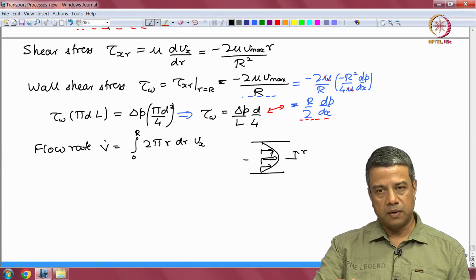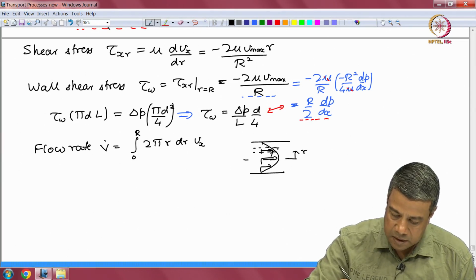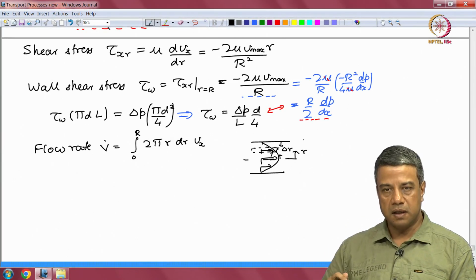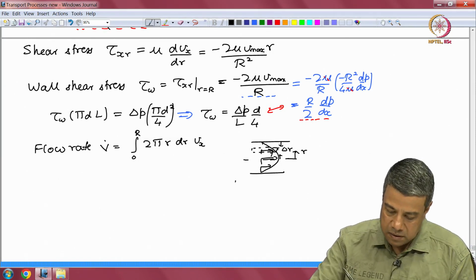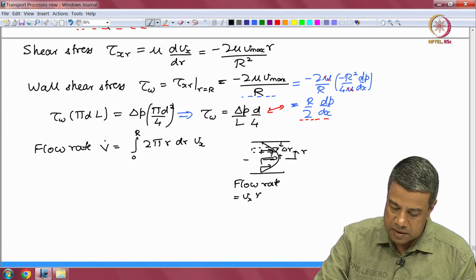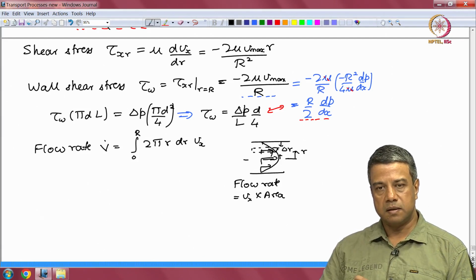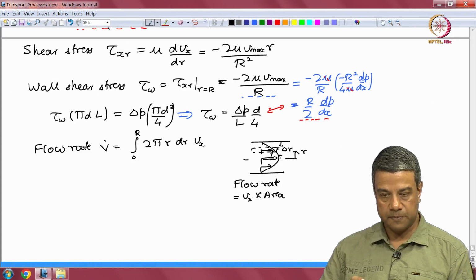How do we get the flow rate? I have to take the total flow rate in a differential volume of thickness delta r and integrate it. What is the flow rate in a volume of thickness delta r? Flow rate is equal to the velocity times the area. This is the volumetric flow rate. The velocity is length per unit time, and the area is length squared.